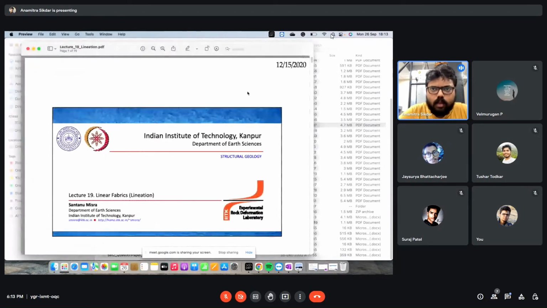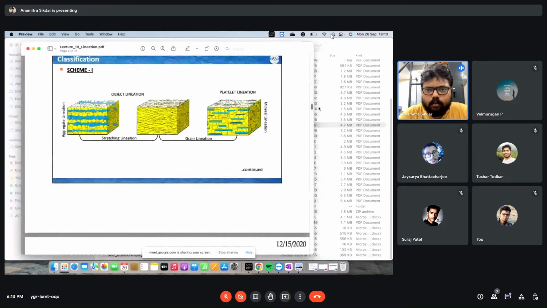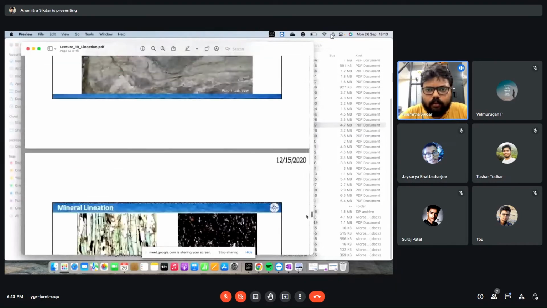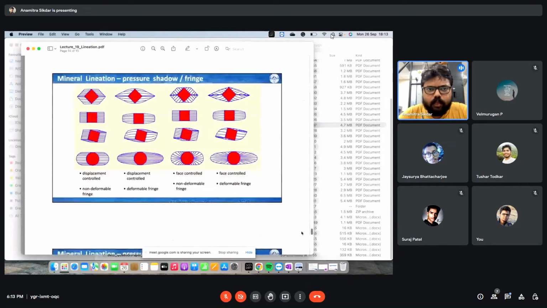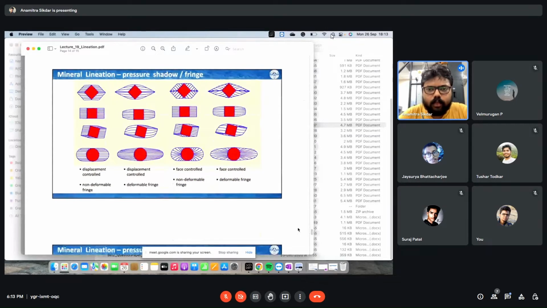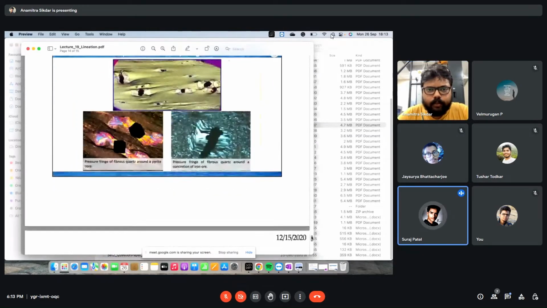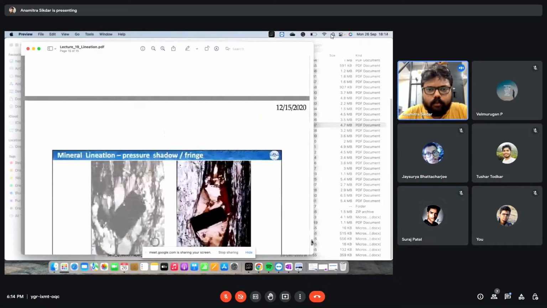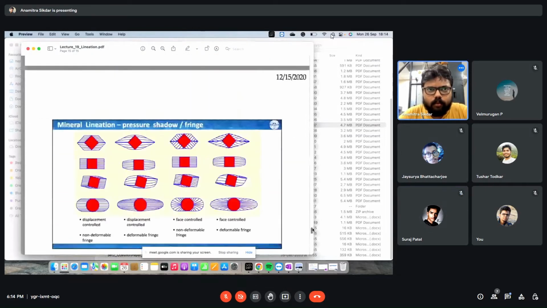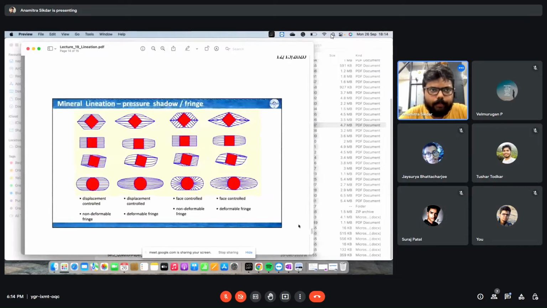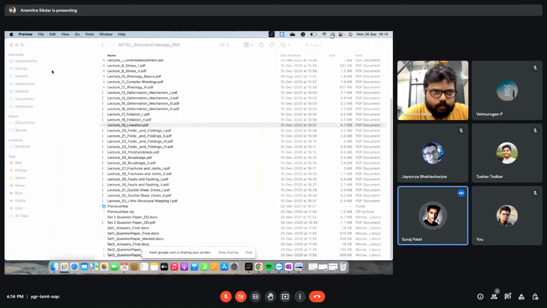So Suraj actually requested some material regarding this pressure shadow lineation, right? I have already shared that. Yes, sir, I think we are okay with that. I shared that in the OneDrive folder, or maybe I sent it by mail. I don't remember.